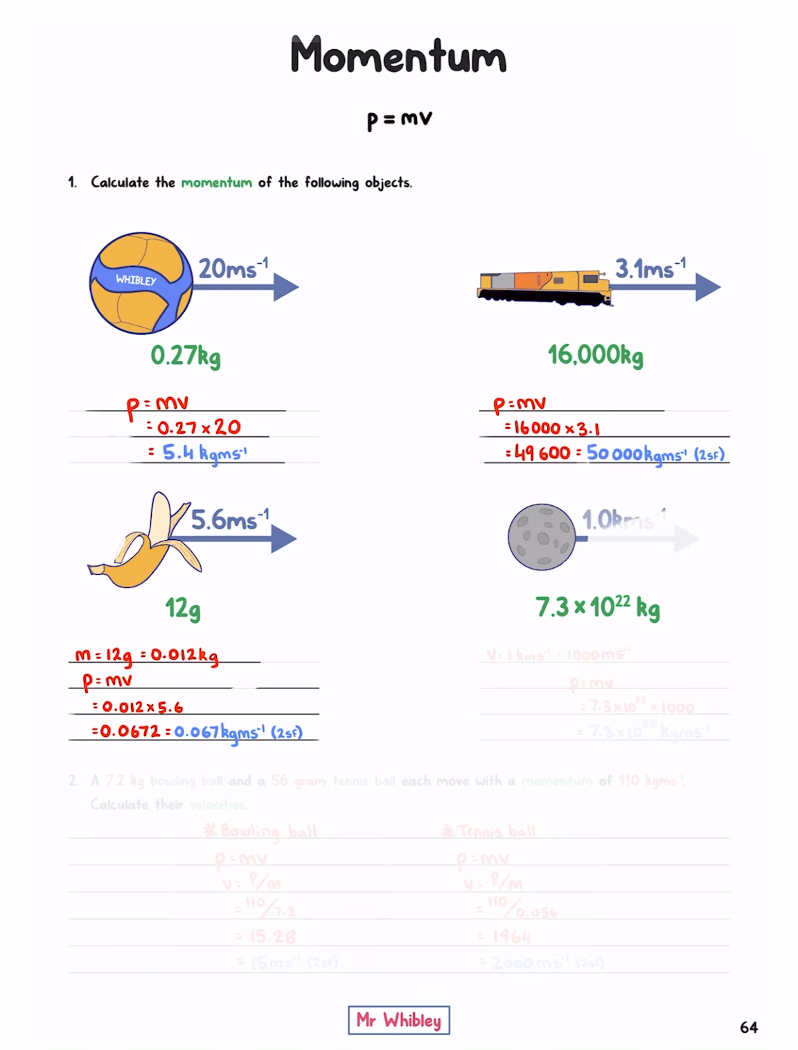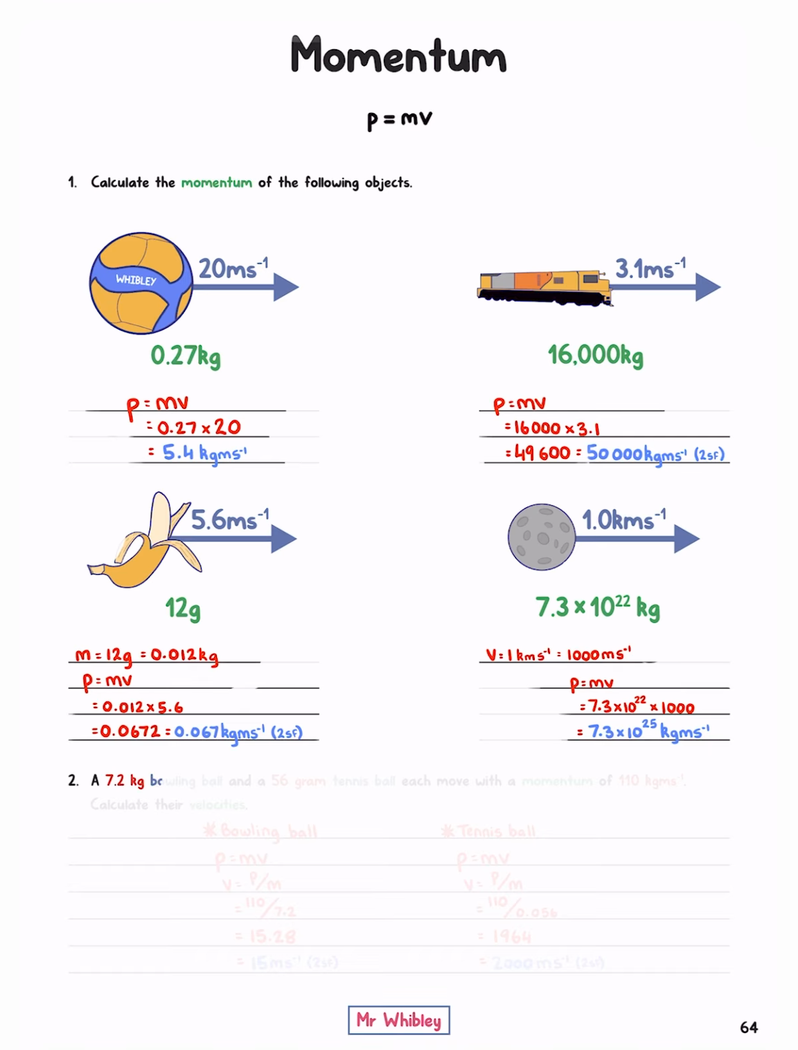We have the moon with a mass of 7.3 times 10 to the 22 kilograms, traveling at a velocity of 1 kilometer per second. 1 kilometer per second is 1,000 meters per second, since a kilometer is 1,000 meters. Putting this into our momentum equation gives us 7.3 times 10 to the 25 kilogram meters per second.